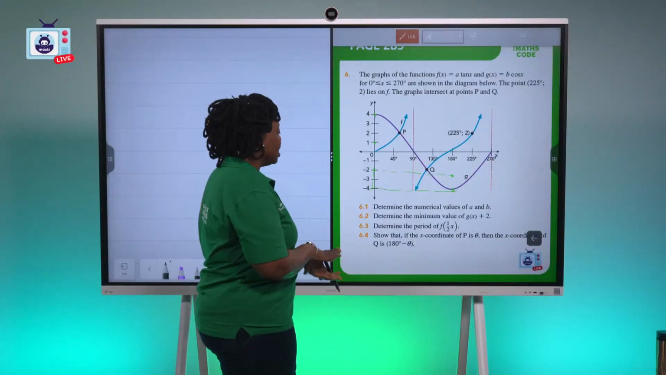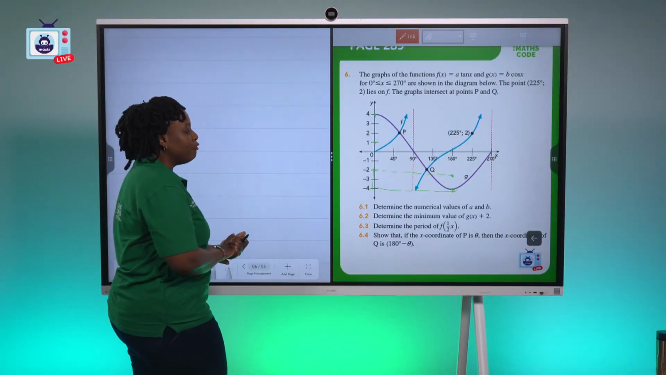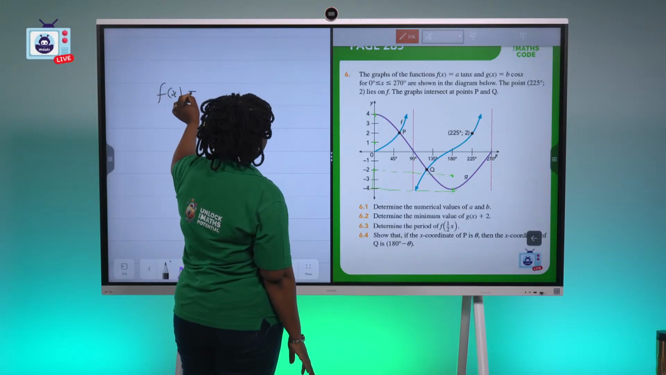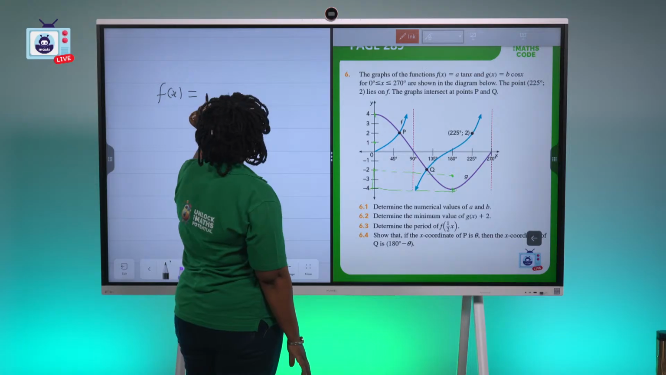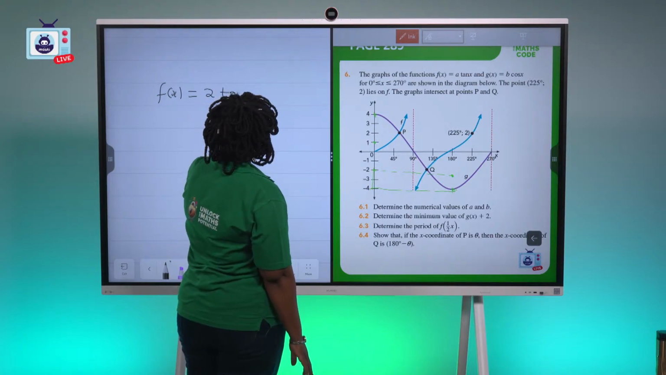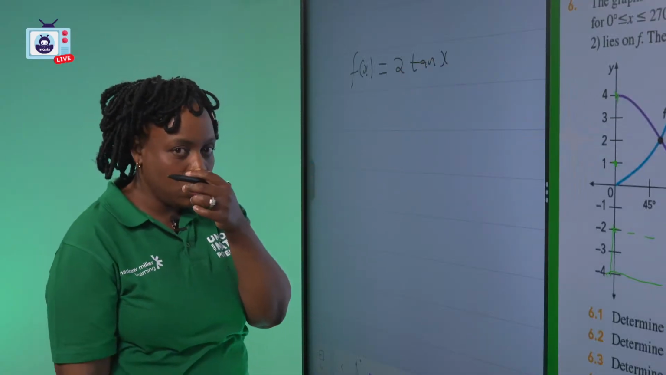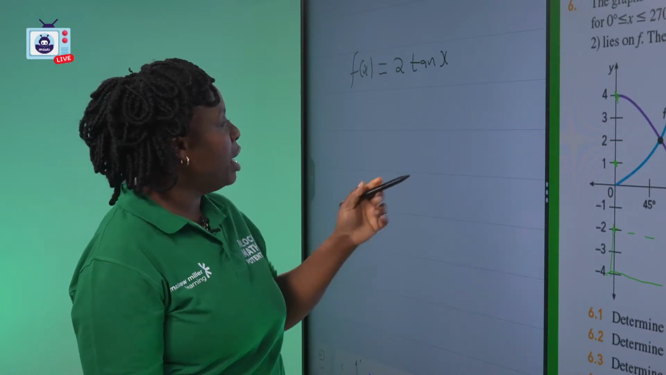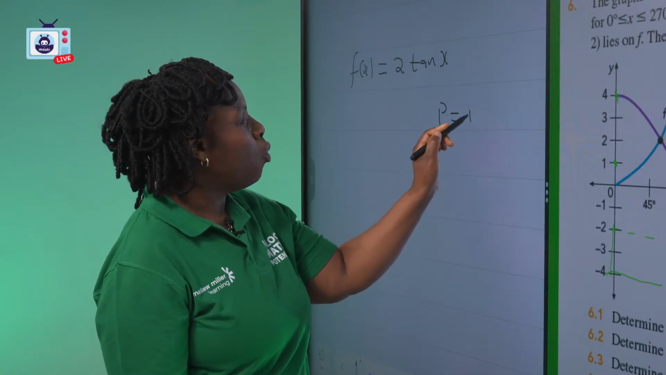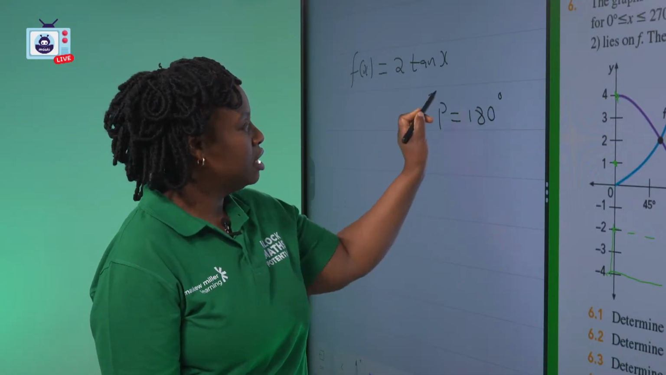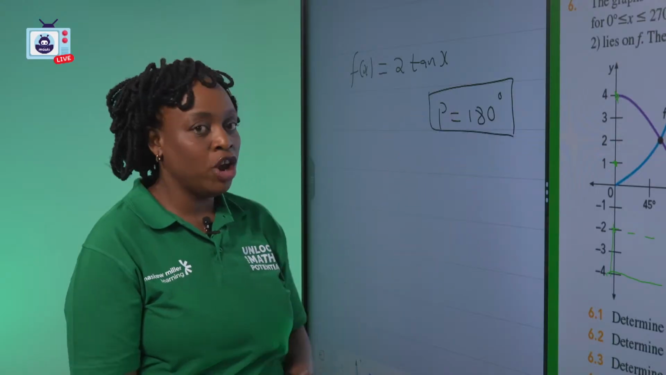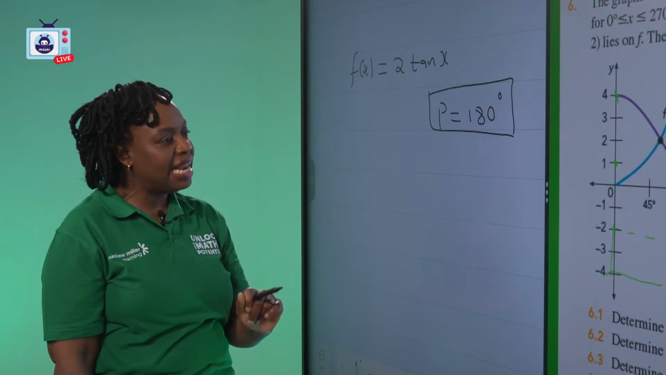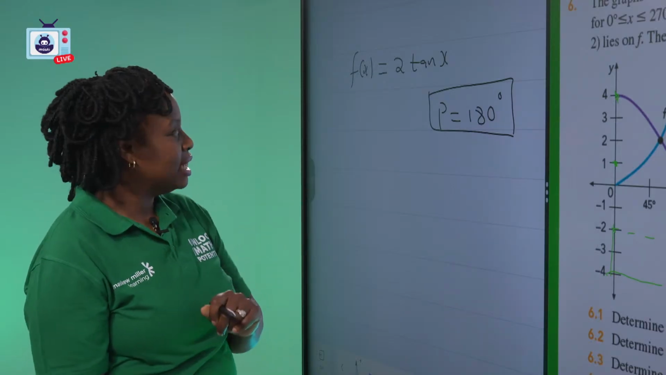Now 6.3, they say determine the period of f of x. Let's look at it. So our f of x is equal to, it's not a anymore, 2 tan x. What do we know about tan? Tan has a period of 180 degrees. That is what we got in our very second slide. Period of tan is 180 degrees. So how do we get the period?